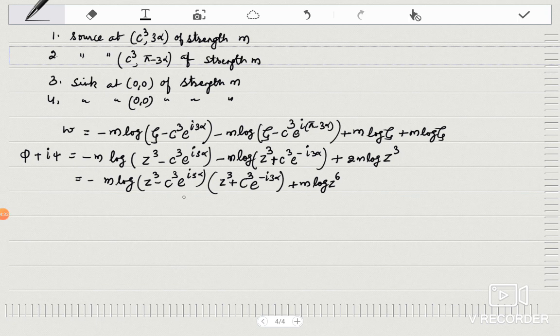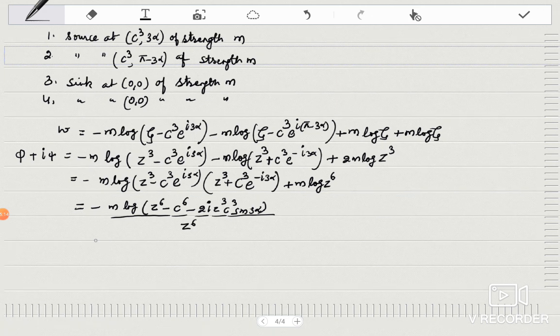You can do the mathematical calculation in it. You combine the two, you multiply the two, and then put the value of e^(3iα), e^(−3iα), and solve. You will get minus m log of (z^6 minus c^6 minus twice i z cube c cube sin 3α) upon z^6, which will go in the denominator. Again minus m log, dividing separately, 1 minus c^6 z^(−6) minus twice i c cube z^(−3) sin 3α.